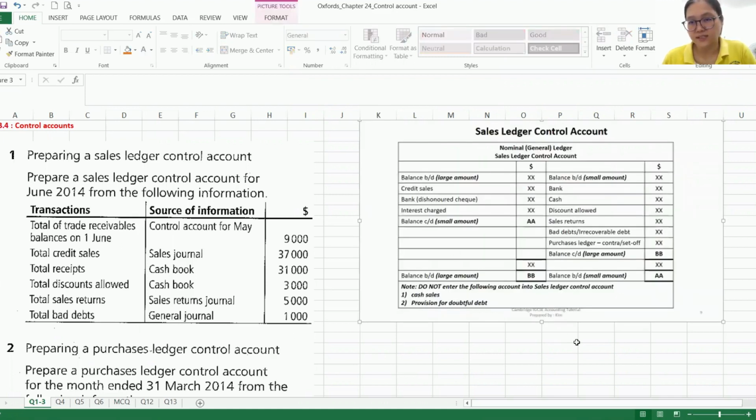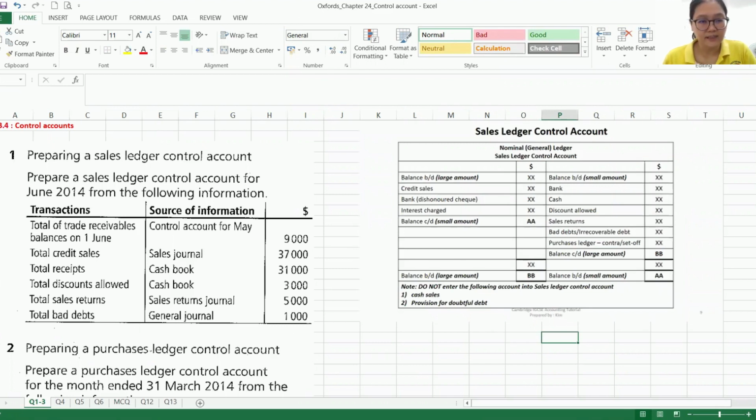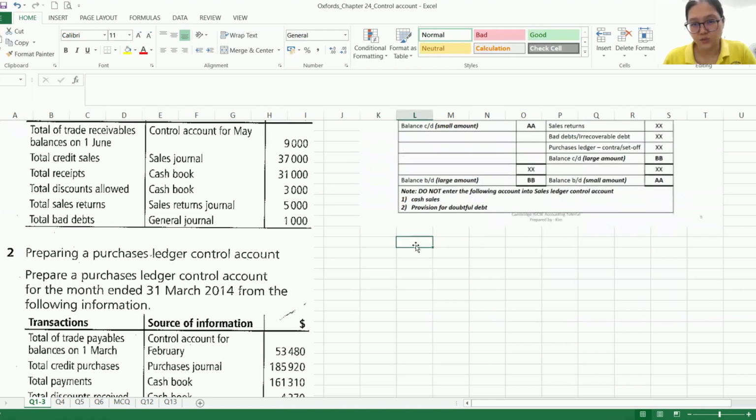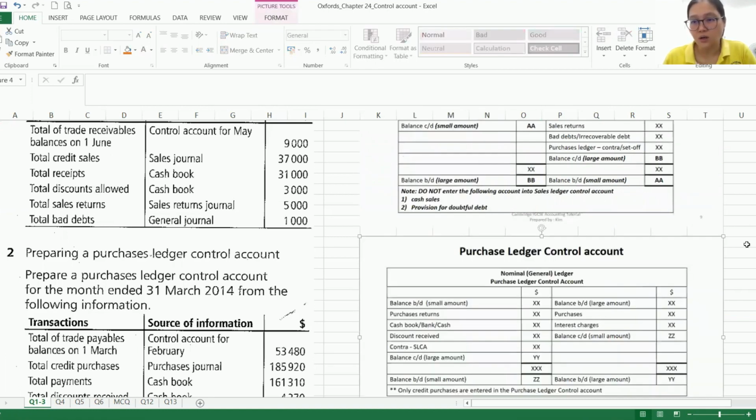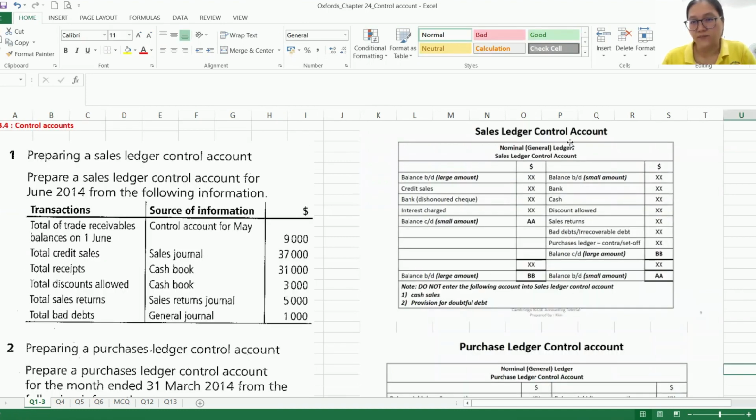So this is a sales ledger control account. Another account is a purchases ledger control account. So only these two key things, always try to memorize which position we should go to when you have the purchases ledger control account or sales ledger control account. So sales ledger control account, which is the total customer.